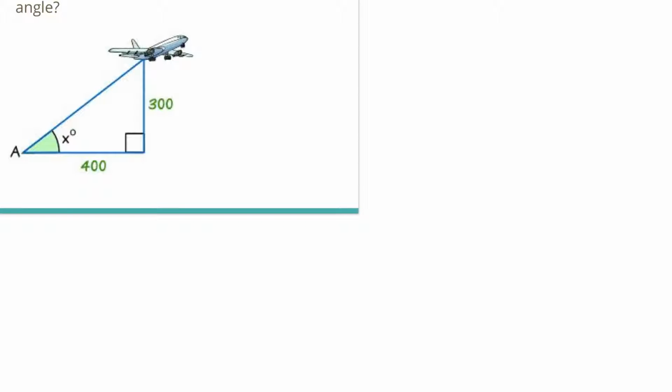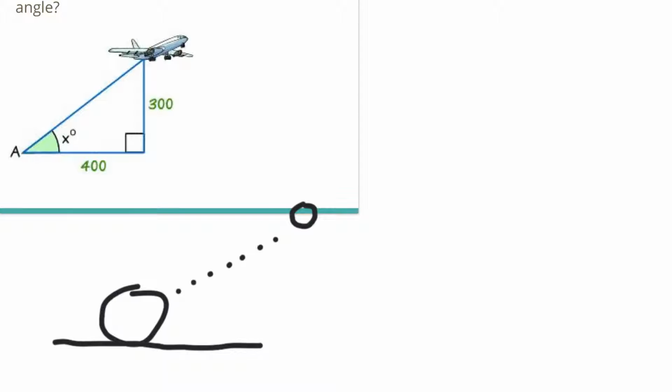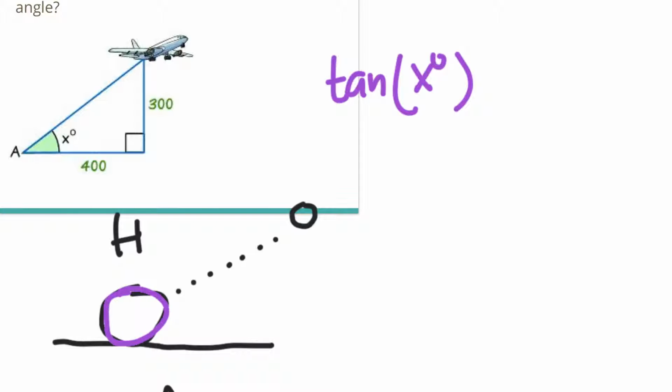So to review a little bit of what we've been doing before, how can I find the measure of the missing angle? Well, I know that this right here is my angle. This is my opposite because it's opposite of the angle. This right here is the hypotenuse, which means that this is the adjacent. Because I have the opposite and the adjacent, I know I'm going to use tangent. Tangent of x degrees equals the opposite, so 300, over the adjacent, so 400.